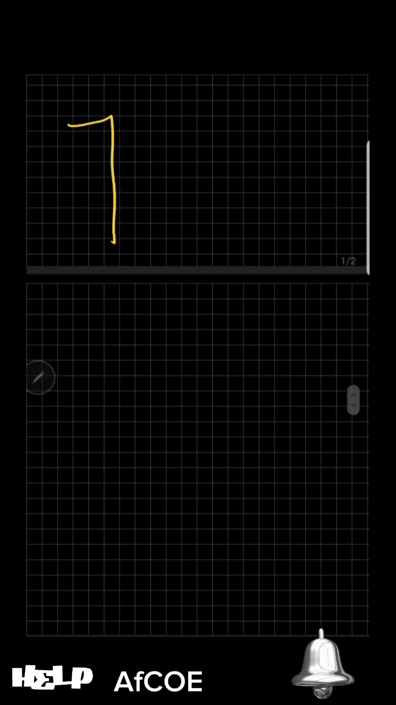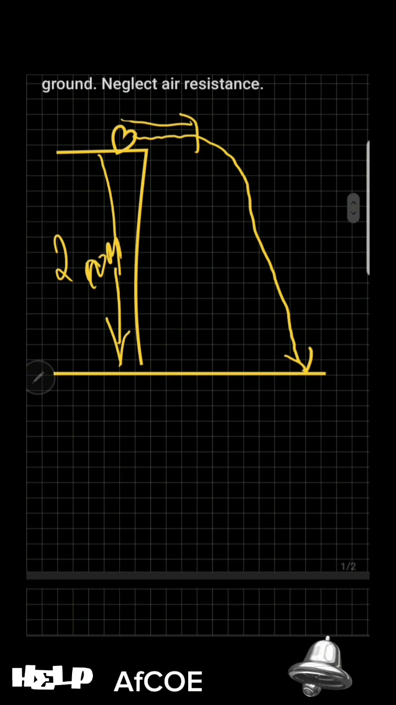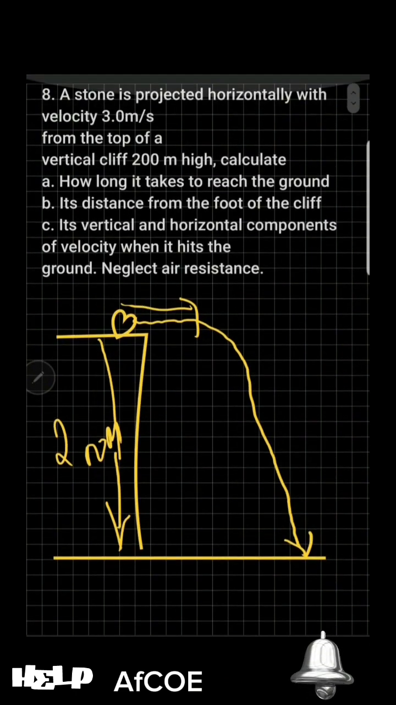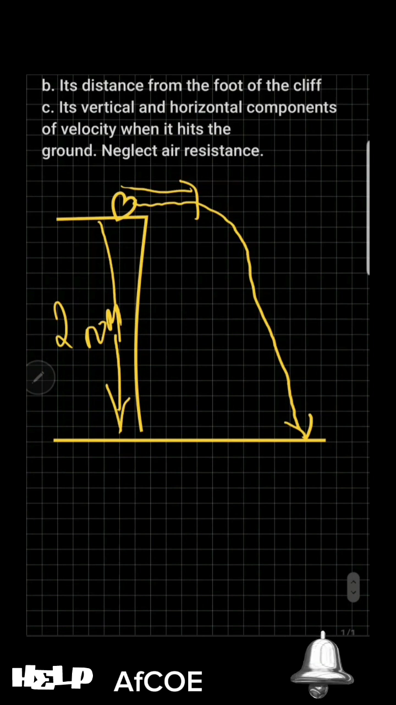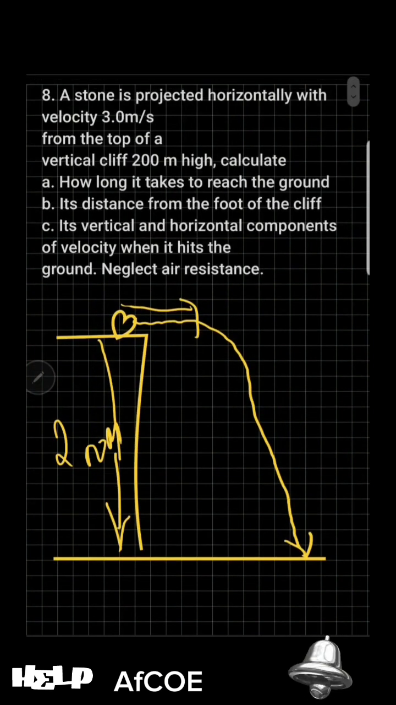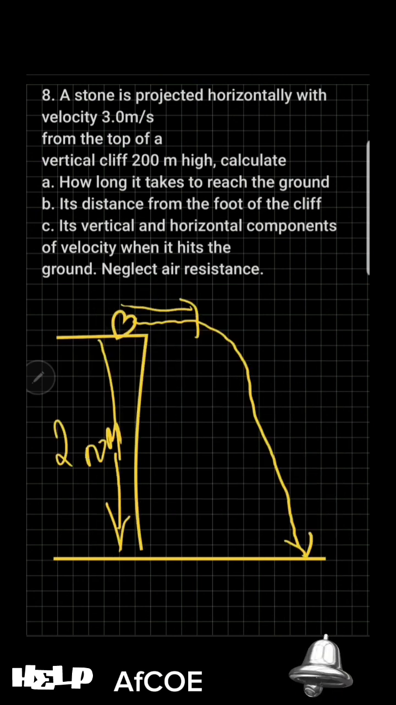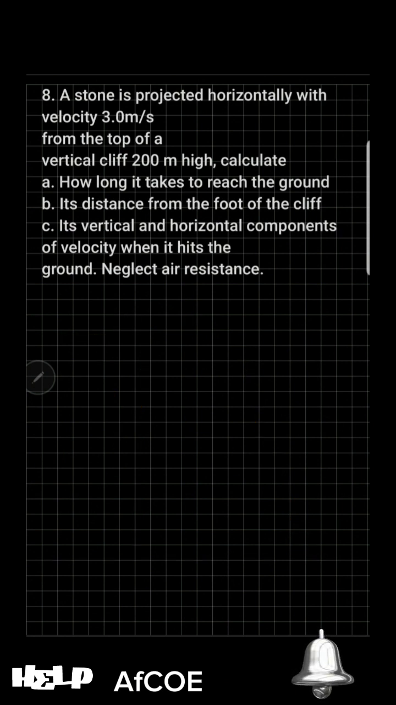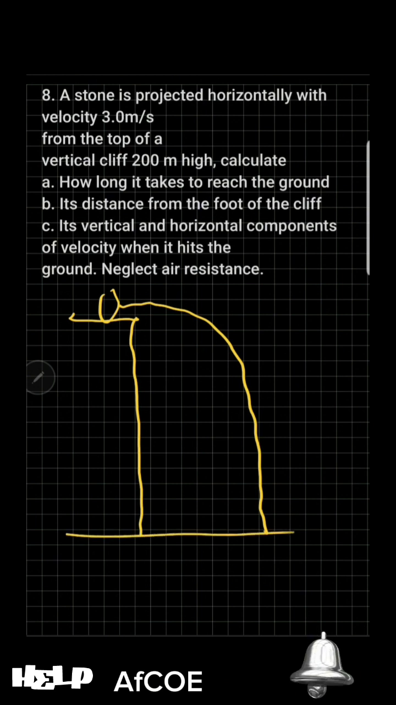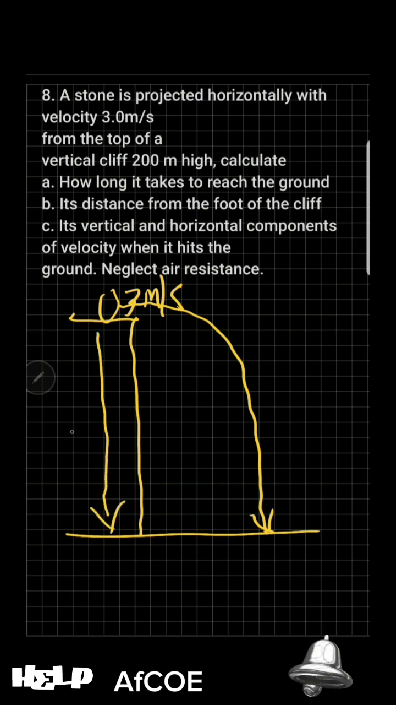So let us go straight to the question. Sorry, I started the question earlier but was a bit occupied, so I could not answer it then. Let me erase this and redraw. A ball is here, projected to the ground with a horizontal speed of 3 meters per second, with the cliff height 200 meters.